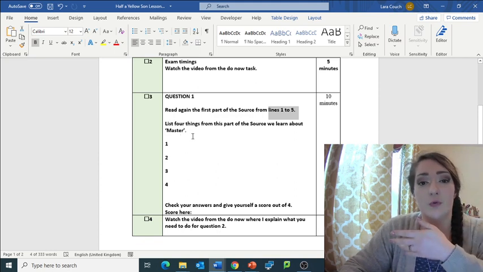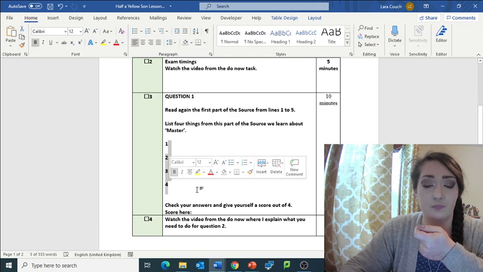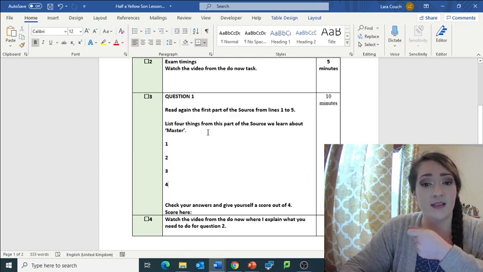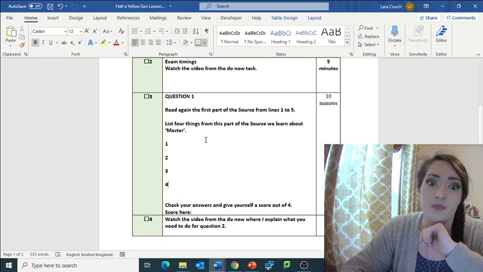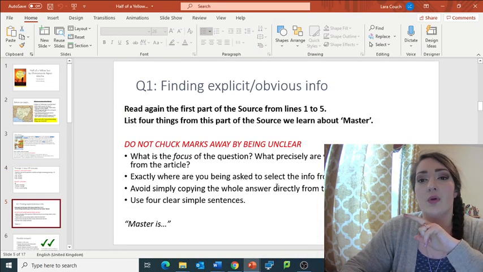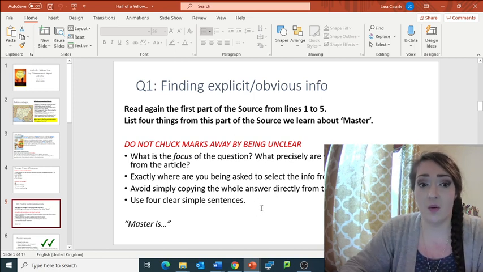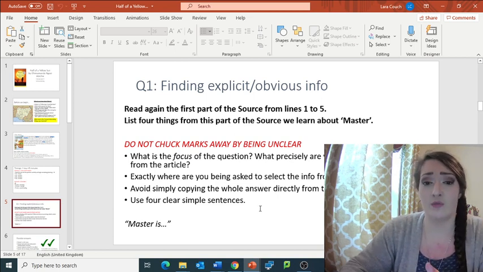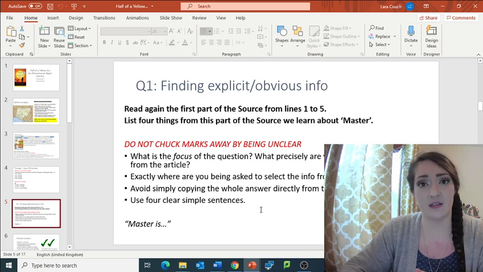It will ask you to list 4 things in this question about a specific area of the text. List 4 details. You list your 4 details there. So this particular one is: list 4 things from this source that we learn about the master. I'm going to quickly pop to PowerPoint again, which shows you a bit more. So you need to be as specific as you can. You will lose marks for being vague, because when we go through the answers you'll see they're quite specific things they're looking for. You can quote from the text, or you can rephrase. Either is fine.